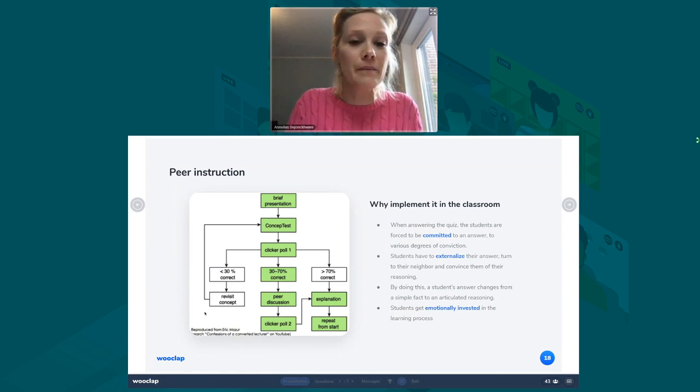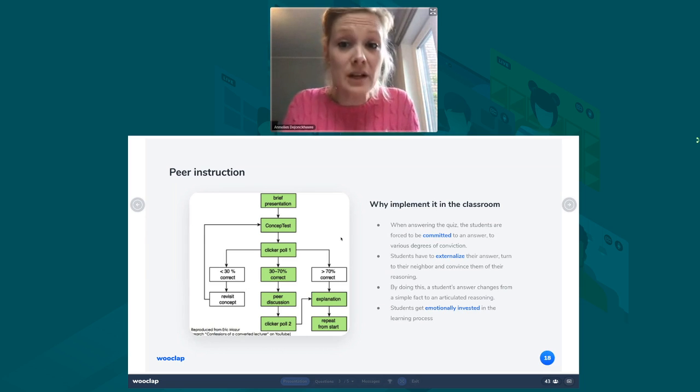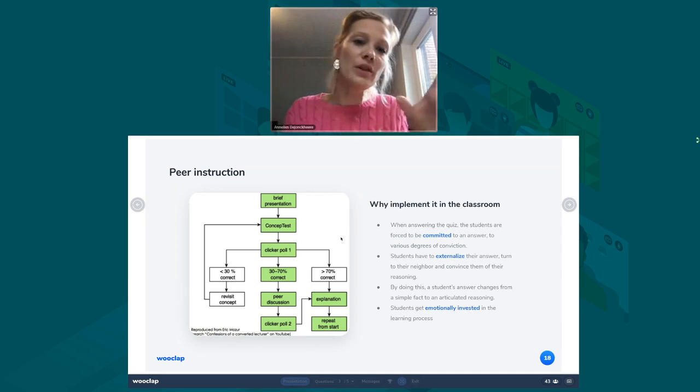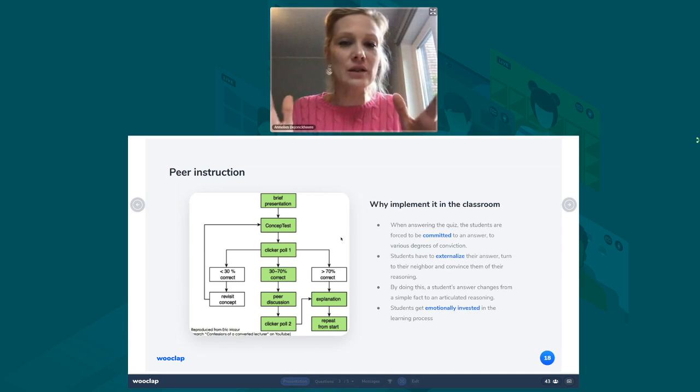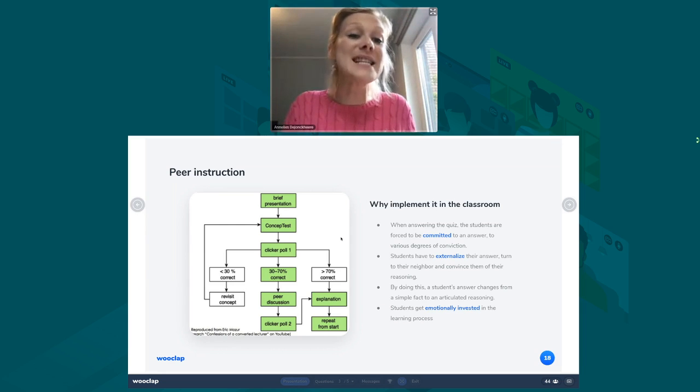all right? The rate of success is greater than 70%. This result is satisfying. The professor explains the answer and proceeds to the next concept. Between 30 and 70% of correct answers, in this case, students are invited to spend some time trying to convince each other of the choice they have made. And after a while, they must answer the same question.